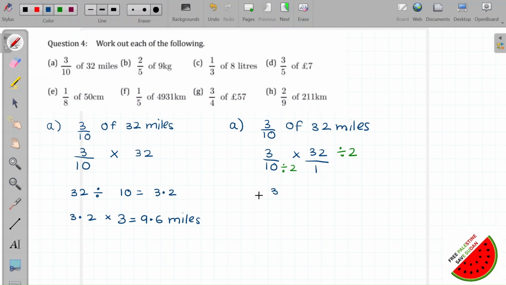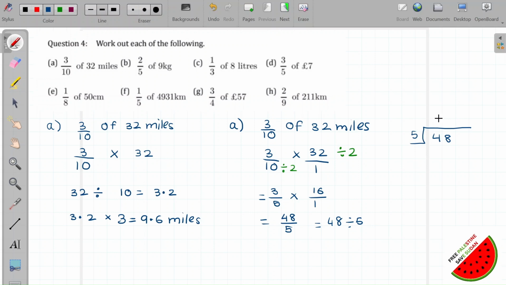So that leaves me with 3/5 multiplied by 16/1. Now I just multiply across the same levels. 3 times 16 is 48. 5 times 1 is 5. And then I do the division. So this would be 48 divided by 5. You can do the division here, so either short division or long.